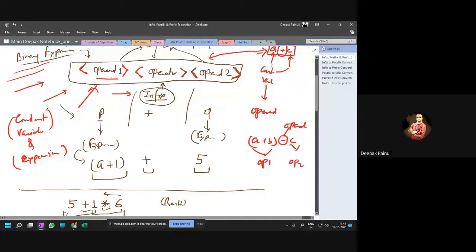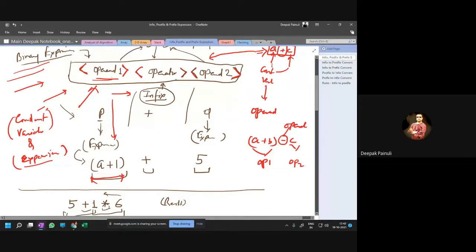Operands could be a constant or any variable. Constant means 3, 4, 5 like that, and variables will be a, b, c like that. And an expression will be a combination of operands and operators. So operand 1 could also be an expression, or operand 2 could also be an expression in different cases. Remember one thing, you need to find out which one is the operand and which one is the operator.